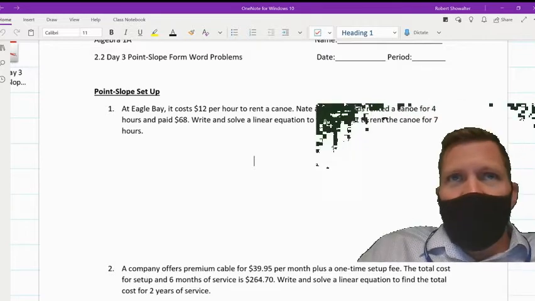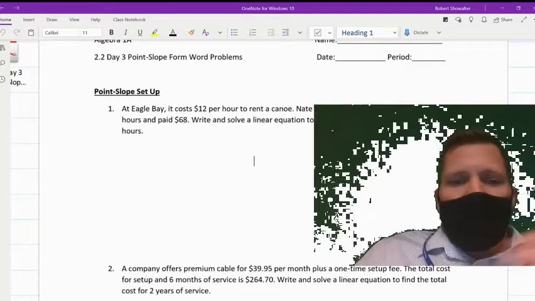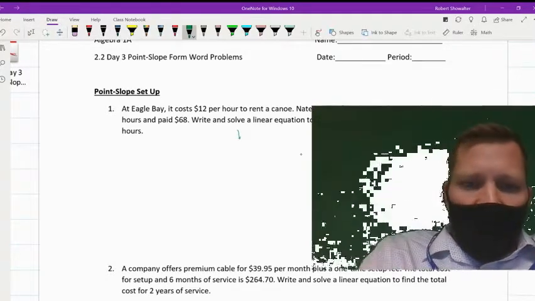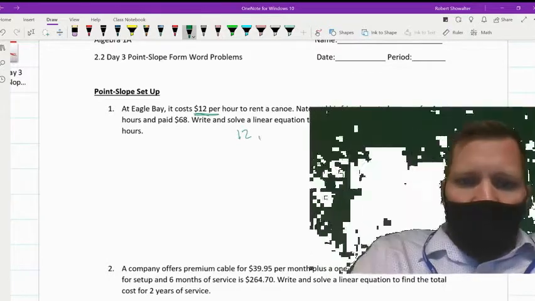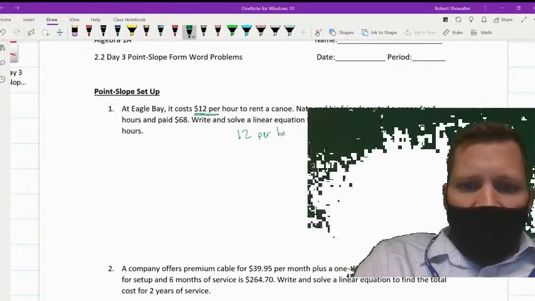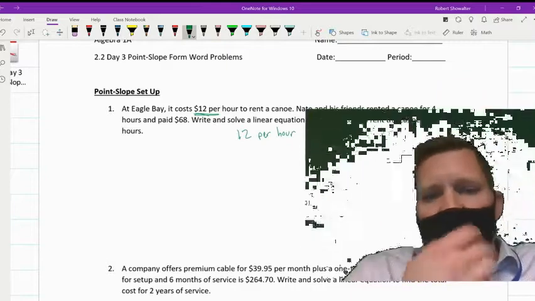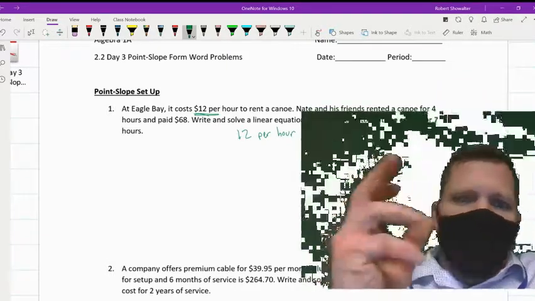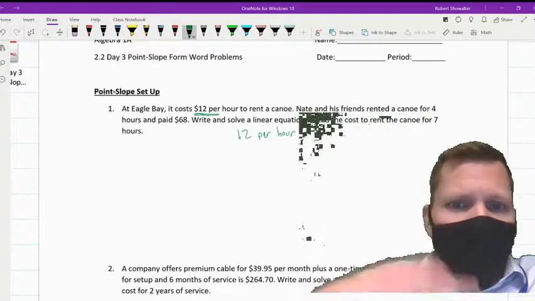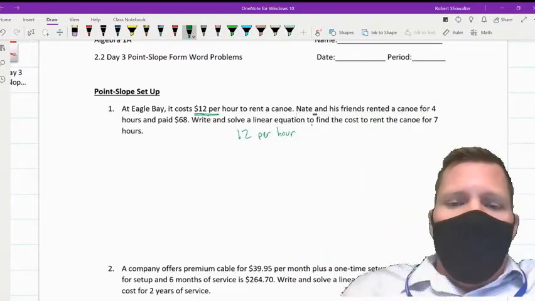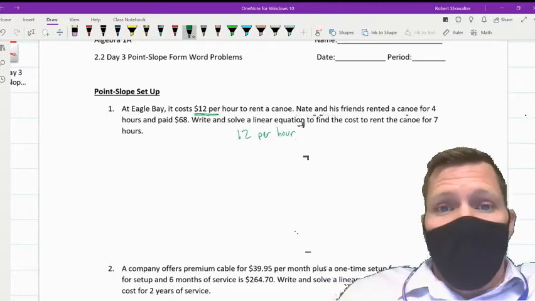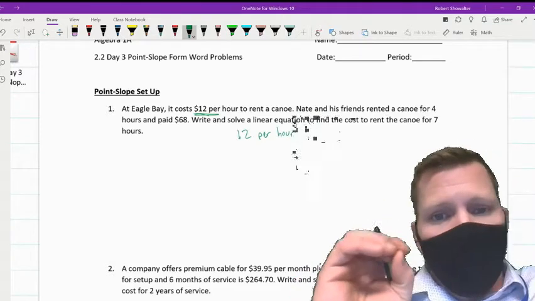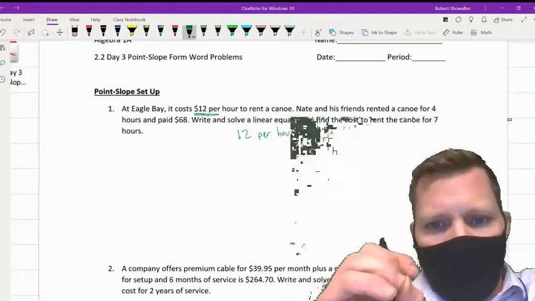So that's a significant statement. It's not just this 12 that shows up, but it's per hour. Now, if you read that again, you might think, that's a thing that changes, right? That's a variable, that's a unit. That's going to be one of our variables. One of our variables is going to come from that statement. We'll go back to that in a second, though.